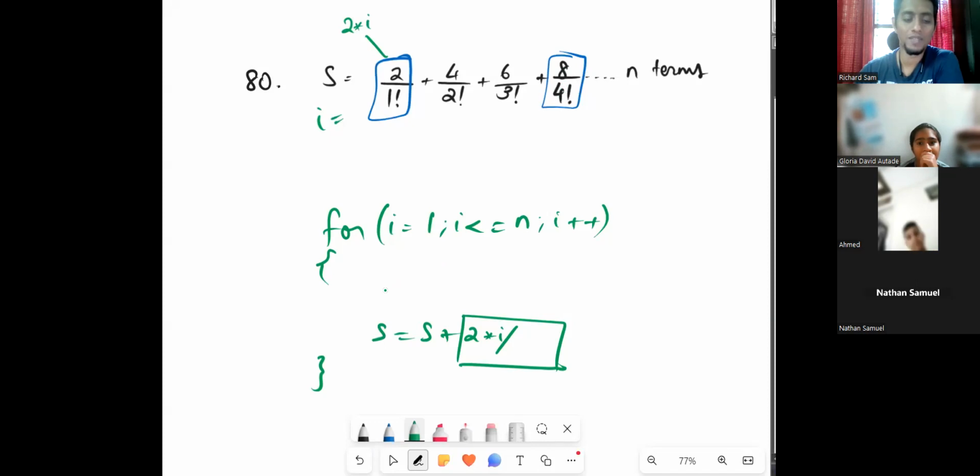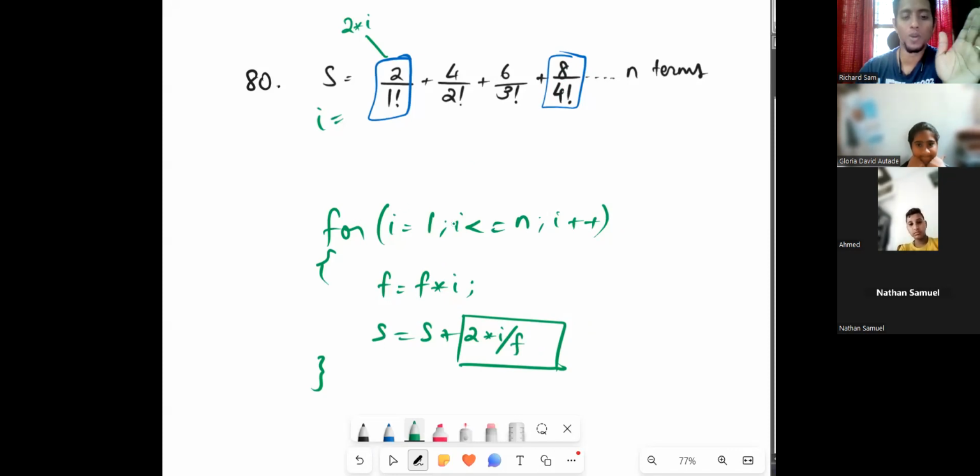What is the statement to find the factorial of I? F is equal to F into I. We have done the factorial program. We have used it in 3 different programs previously, right? So like this, we find the factorial of I first, and then this F, we put it in the denominator here. Do you understand? I'll say that once again.